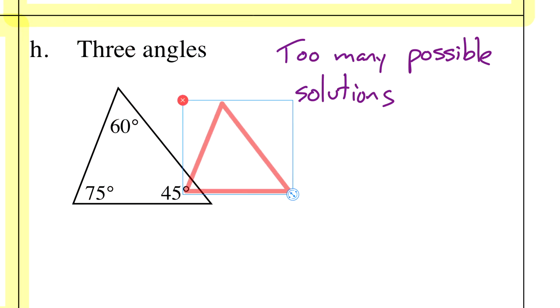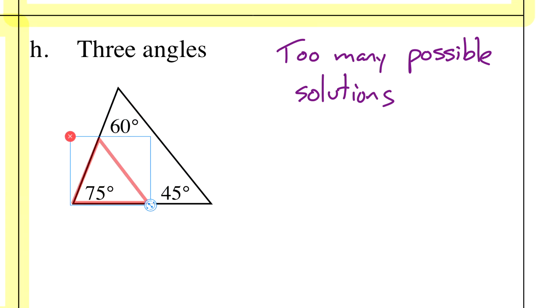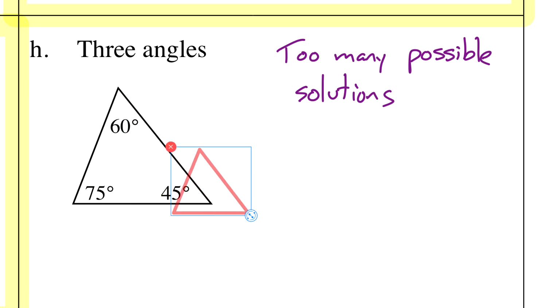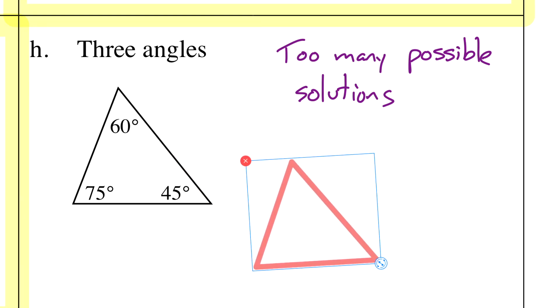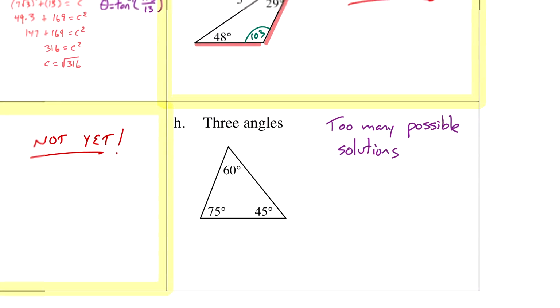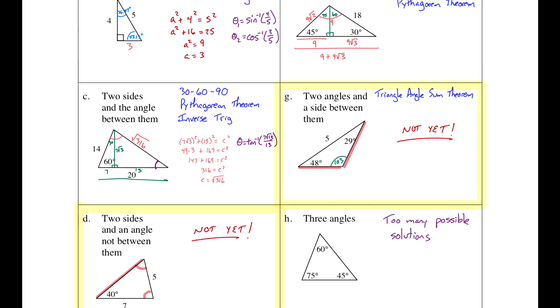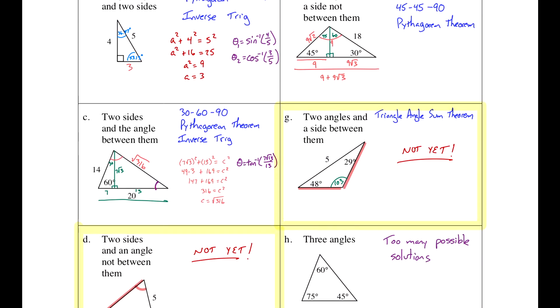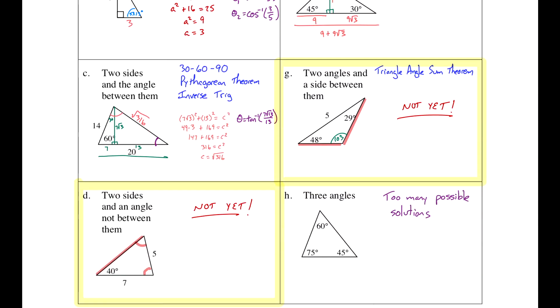All right, so even if I make it small, definitely smaller, that's still 60, that's still 75, that's still 45. So there's no way we know what those triangles could be. So too many possible solutions. All right, so what we're really focused on is, since we kind of have strategies for most of these, for the last one, it doesn't really seem like there's going to be a tool to help us.